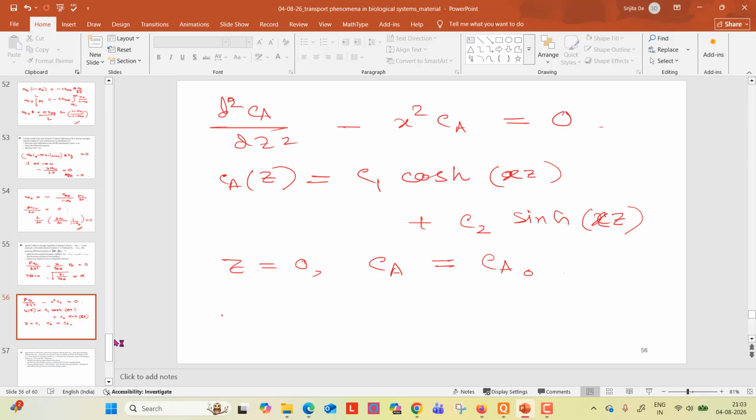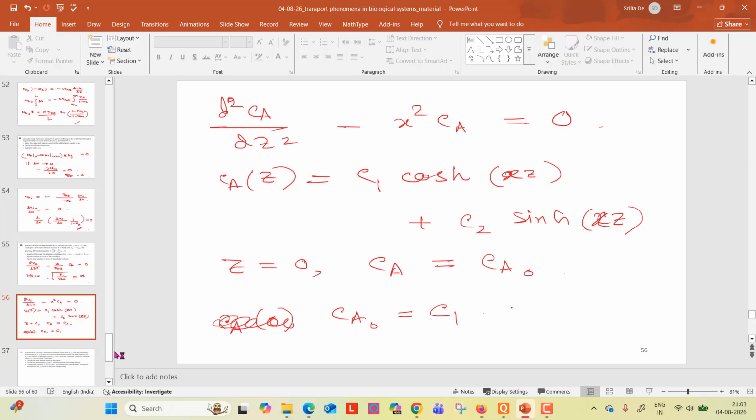Now I'm putting the value. Ca at 0, or Ca0 also you can write. Ca at 0 means Ca0 equals C1 cosh 0. The value of cosh 0 is 1, and sinh 0 is 0. So Ca0 equals C1.